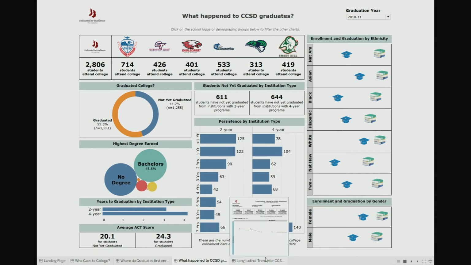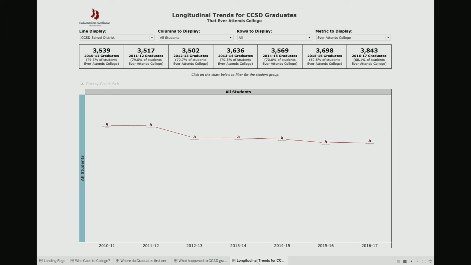So then, one of the things that came up in some of our staff meetings was, what are the longitudinal trends? We can go through and look at class by class, but overall, what's happening? So this view takes a look at longitudinal trends. On your x-axis, you have your graduating classes. Right now, the metric being displayed is ever attends college, or ever attempts college. And you can see for the district as a whole, something really interesting happened here.